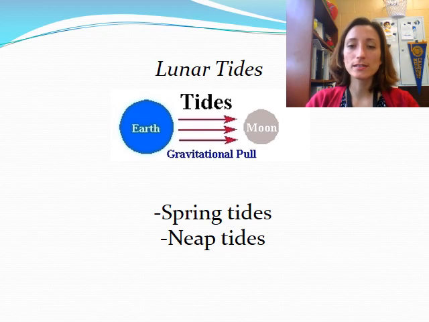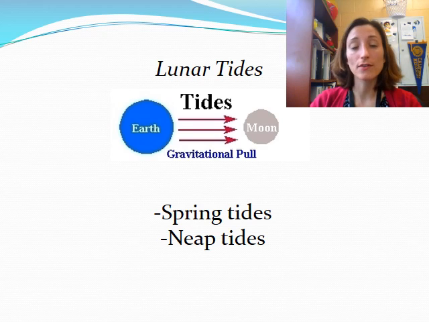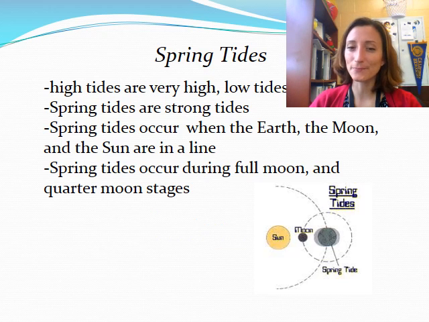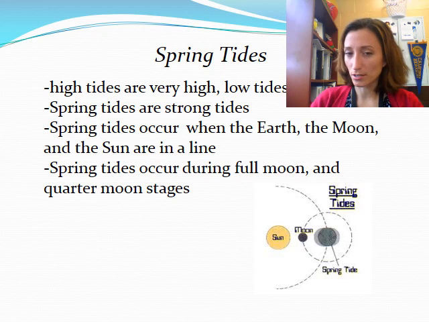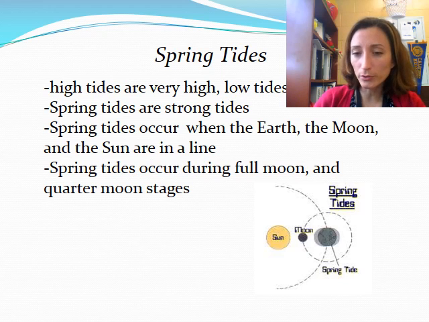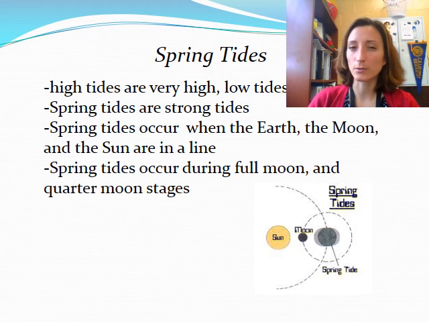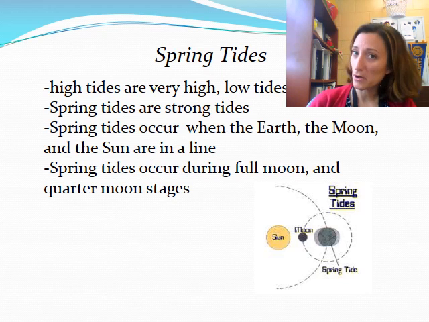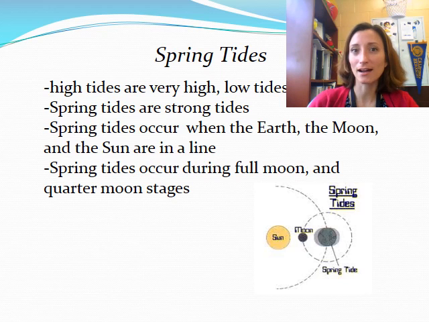This is essentially focusing on the times during the lunar phases where the moon might have a stronger gravitational pull on the Earth and therefore affect the tides with more ferocity. For instance, spring tides. Spring tides are really, really strong, and they occur when the Earth, the moon, and the sun are all in a line, so basically during a full moon and quarter moon stages as well, kind of right before and right after the full moon. Spring tides make high tides really high and low tides really low. So they're kind of just the extreme tides out of all of the different tides that we have learned about so far today.